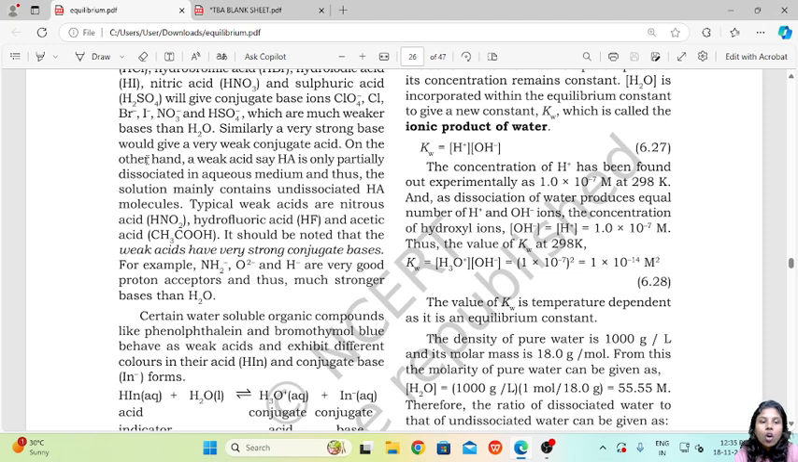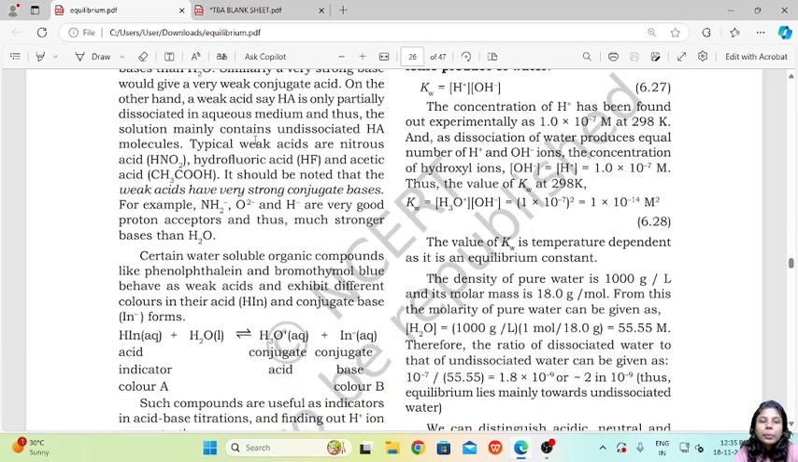Similarly, a very strong base would give a very weak conjugate acid. So if we look at the vice versa reaction, a strong base will also give a very weak conjugate acid. On the other hand, a weak acid, say HA, is only partially dissociated in aqueous medium, and thus the solution mainly contains undissociated HA molecules. Typically, weak acids like nitrous acid, hydrofluoric acid and acetic acid. It should be noted that the weak acids have very strong conjugate bases.